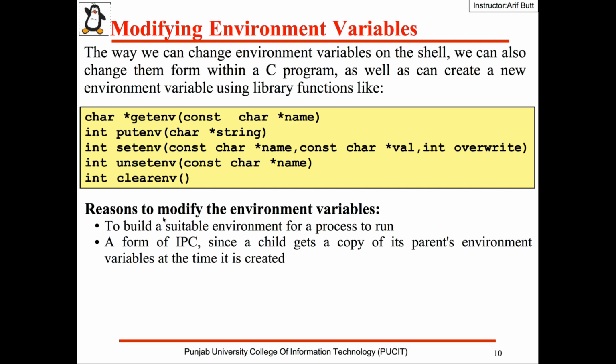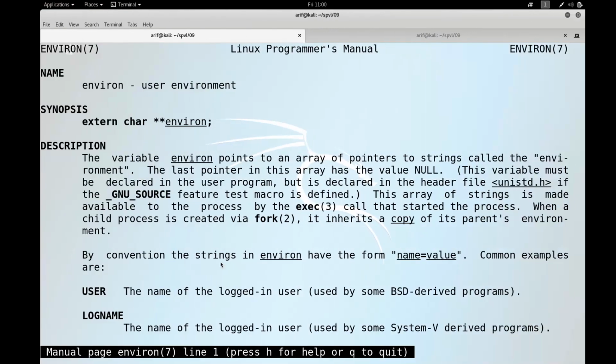Why on God's earth do we need to modify the environment variables? Well, there are two reasons. One is to build a suitable environment for our process to run, and the other is a form of inter-process communication, since a child gets a copy of its parent's environment variables at the time it is created. Let us move on to the terminal and see an example.